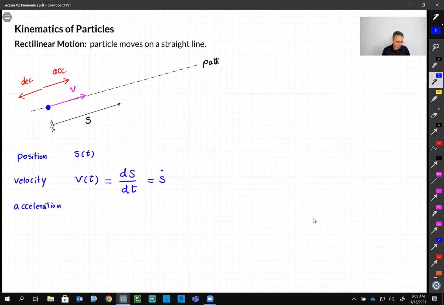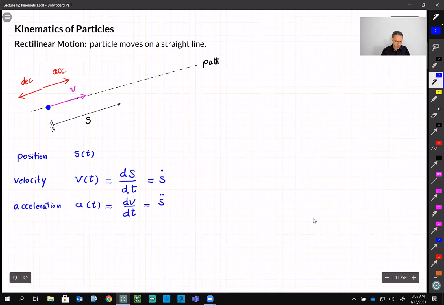For simplicity, we just show it by s dot, all right? And then acceleration, which you learned in physics, we show by a(t), and the definition for acceleration is the rate of change in velocity, right? So if it is the rate of change in velocity, simply it is dv divided by dt, which for simplicity, or laziness, we can just show by s double dot, all right?